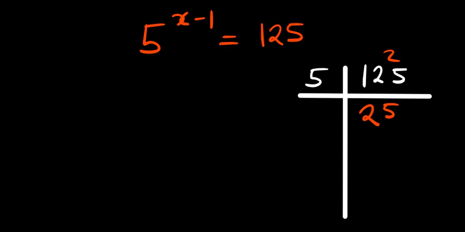Then we drop the 5 again, like we are doing. Then again we divide. 5 into 2 it can't go, but 5 into 25 it can go. 5 into 25, that is a 5. Again we drop the 5. We want to reach the smallest number possible. 5 into 5, that gives us a 1. Okay, it gives us a 1.